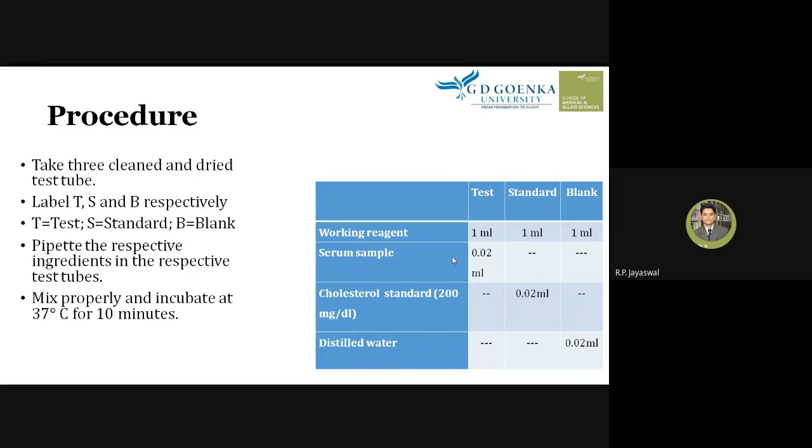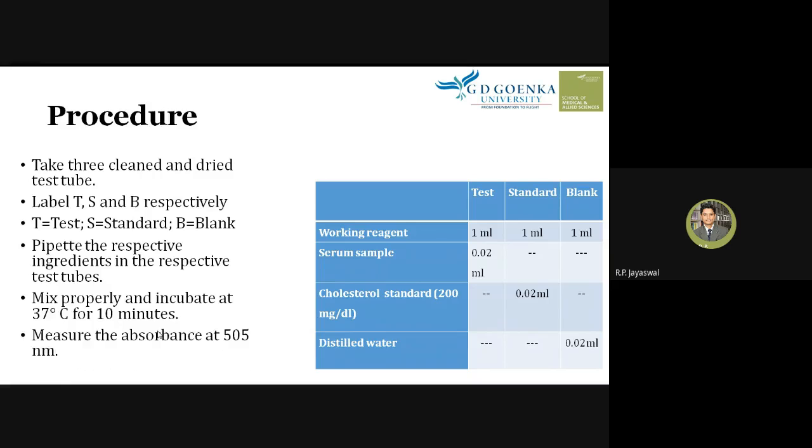As you know, the working reagent contains enzymes. Enzymes usually perform with higher reaction velocity at optimum temperature and optimum pH. At 37 degrees Celsius the enzyme performs at the highest level, and we give 10 minutes, so that within 10 minutes the end products are produced. So we incubate at 37 degrees Celsius for 10 minutes.